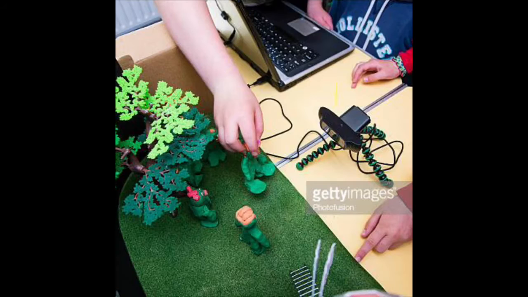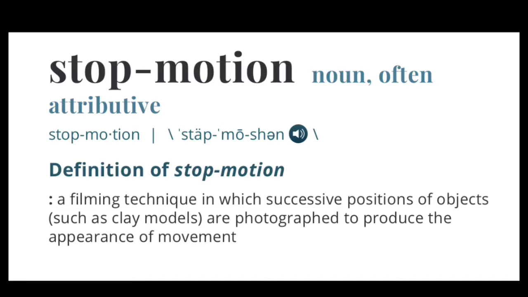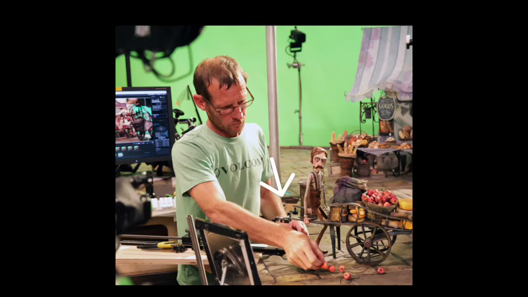So you want to learn how to do stop motion, huh? But what does stop motion animation mean? Stop motion animation, a filming technique in which successive positions of objects, such as clay models, are photographed to produce the appearance of movement. In other words, you take a lot of pictures while moving an object.